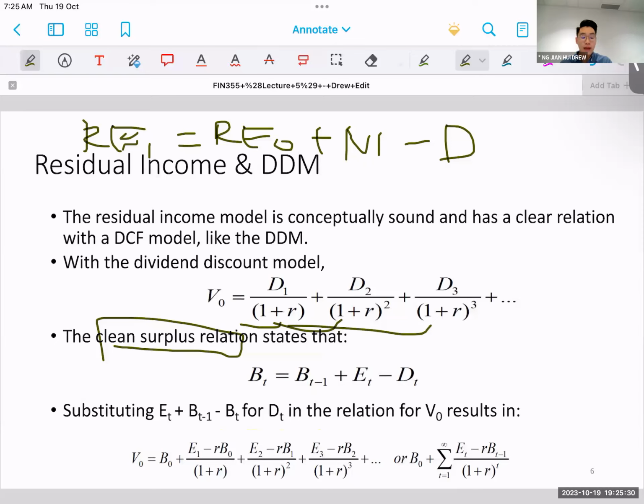Because if the clean surplus relationship, or the retained earnings relationship, is respected, then we can do a manipulation to get it in terms of D, and then plug it in here. So we substitute this in for D, and then we get this valuation, which is what we see in the residual income formulation.